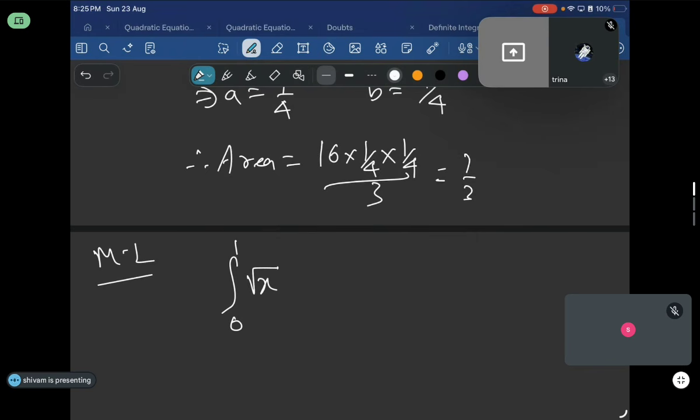But we have to find out the area between them. Not we have to add. We have to find out area between them. So y equal to root over x will be the upper curve, x equal to root over y. Right? Integral of root over x minus x square, from 0 to 1.